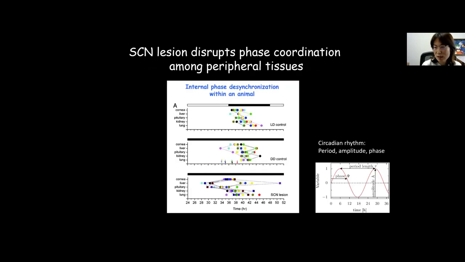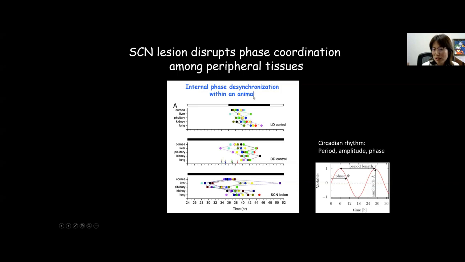Then the question is, what is the difference between the intact and SCN lesion animal? We looked more carefully and decided to look at circadian phase, amplitude, and internal phase control. Circadian rhythm consists of these three components. It's important that the circadian period length is from peak to peak or trough to trough, amplitude is from trough to peak, and phase is the time point when a specific event happens. So you can count the phase as the time point of the first peak or second peak, something like that.